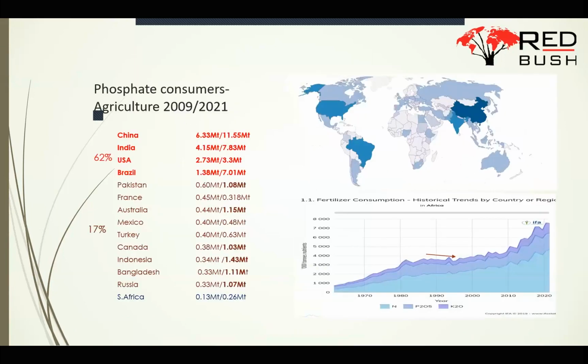Okay, the next bit, the phosphate consumers. And again, following from Mark's talk, the distribution of phosphate resources or reserves versus the users is not always, from a geopolitical point of view, a nice balance. Now, China has large reserves and they are the largest user. India is the second largest user and it has effectively no phosphate reserves.